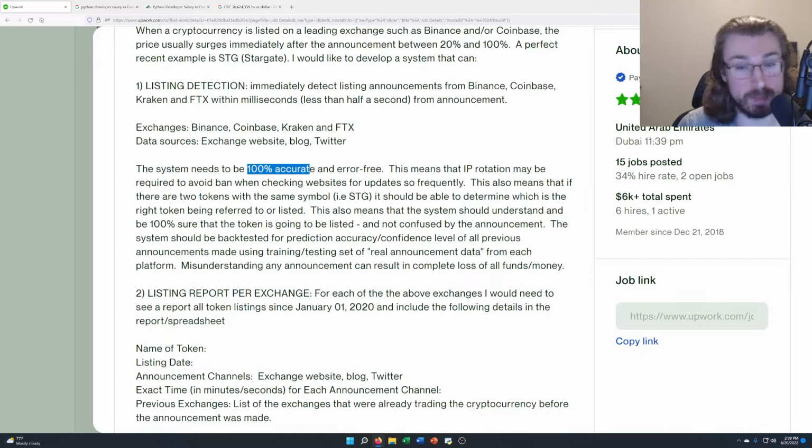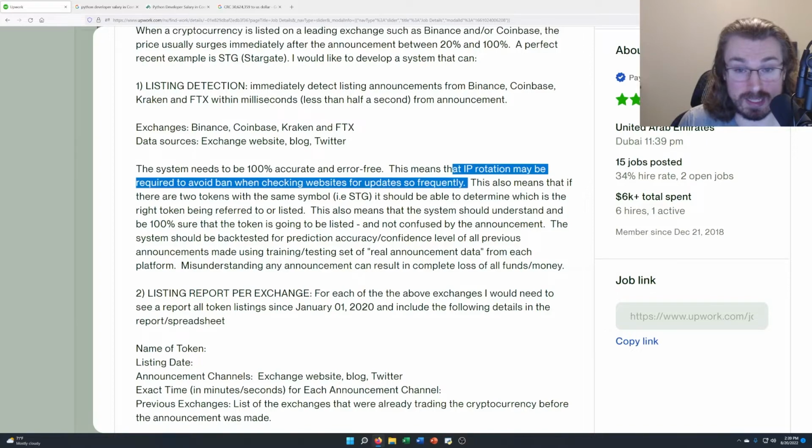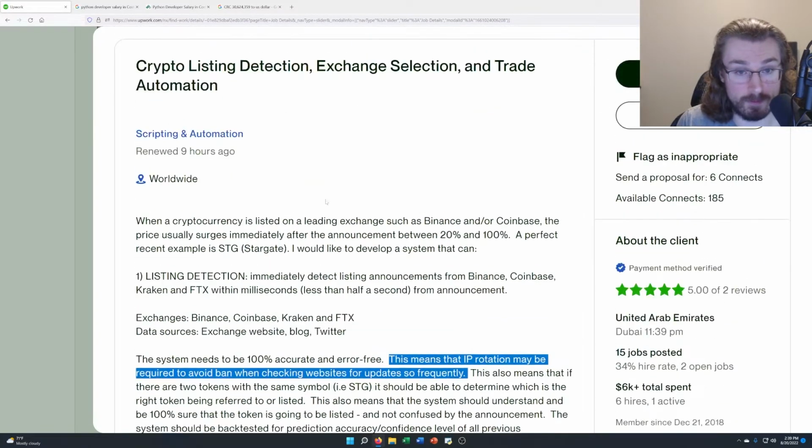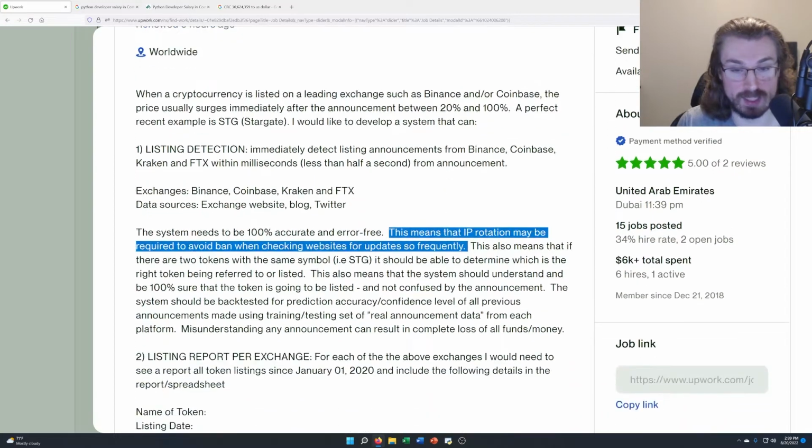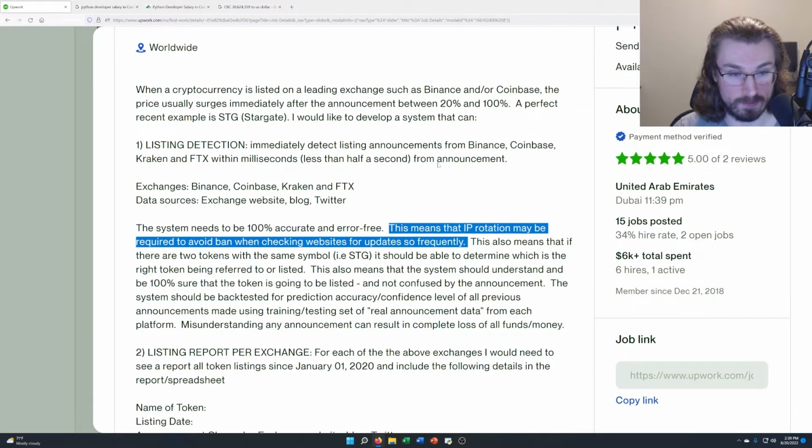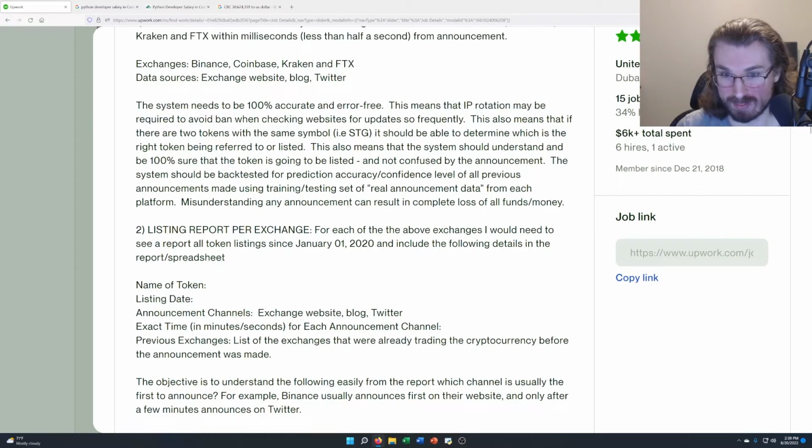So, anyways, let me continue on, and I'll provide more evidence as to why this likely could not be done. This means that IP rotation may be required to avoid a ban when checking websites for updates so frequently. Yeah, because they literally want half of a second max checking and processing all of the news sites and all of the updates on all these sources, and they don't want to miss a single IPO offering, a single new crypto asset offering.